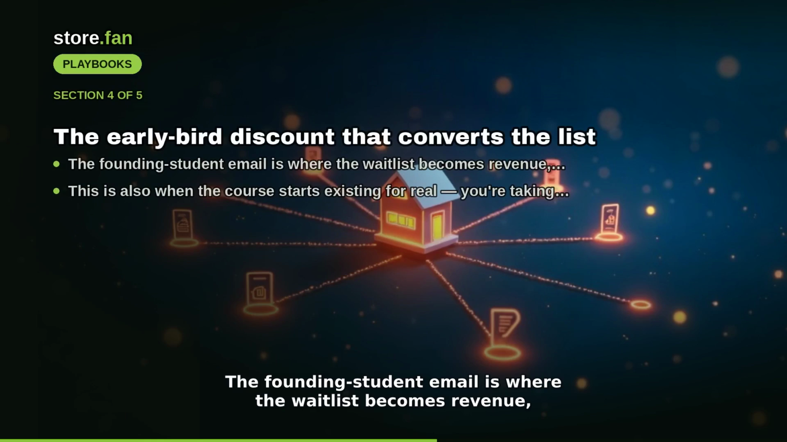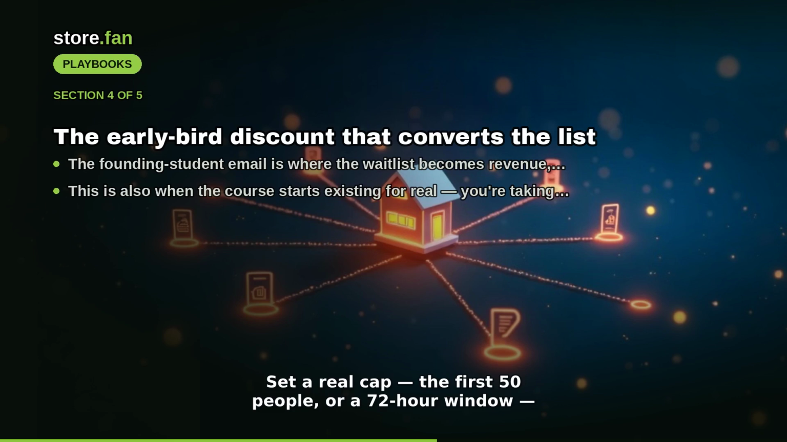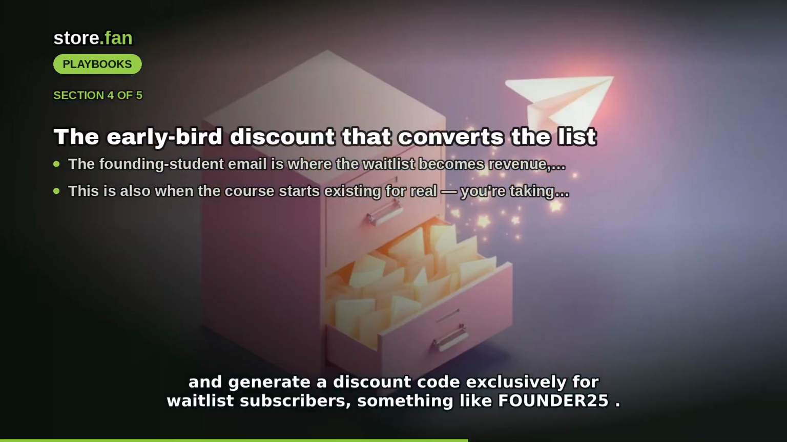The founding student email is where the waitlist becomes revenue, and the mechanism that makes it convert is scarcity that's actually true. Set a real cap. The first 50 people, or a 72-hour window, and generate a discount code exclusively for waitlist subscribers, something like Founder25.